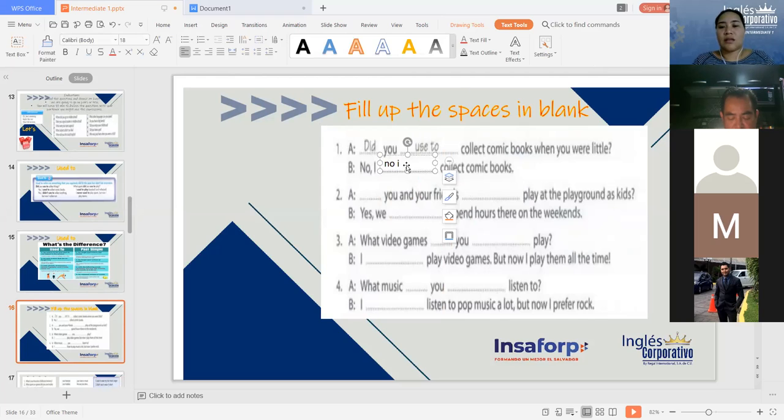Give me just 1 second. I don't know why this stopped writing on it. No, I didn't. Will it be like this, or should I take off the D? ¿Sería de esta manera, o sería en este caso quitándole la D? Sin D. Exactly, right. I didn't use to collect things, right? Good job. Thank you. What about letter A in this one?